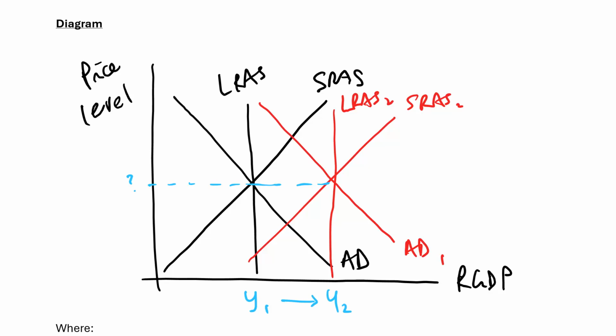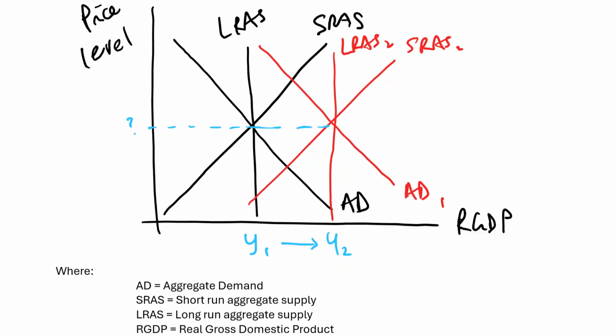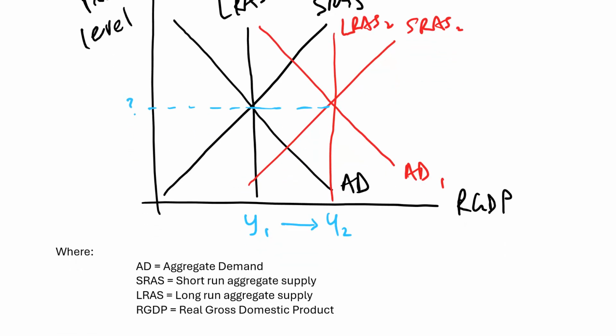Okay, so pretty standard aggregate demand and supply model. You could probably do away with the red bits if you don't really want them, but this is a standard aggregate demand supply model. And of course, don't forget to annotate your diagram as well. So we want to make clear that AD stands for aggregate demand, SRAS stands for short run aggregate supply, LRAS is long run aggregate supply, and RGDP is real gross domestic product. Okay, so let's add some commentary around this.